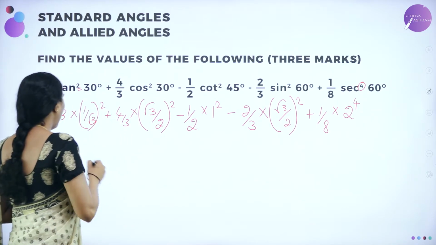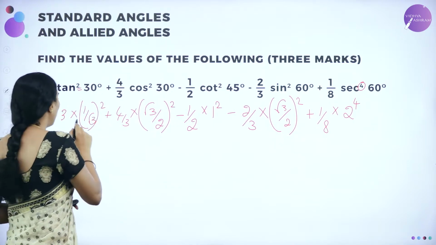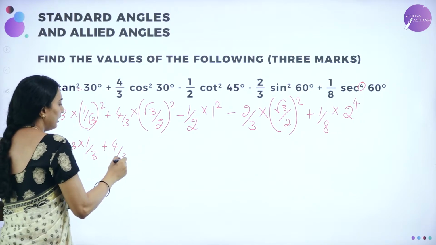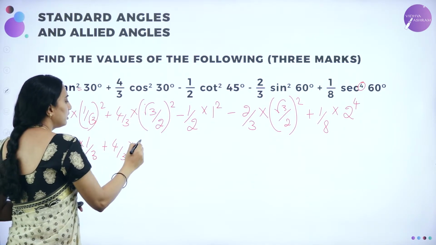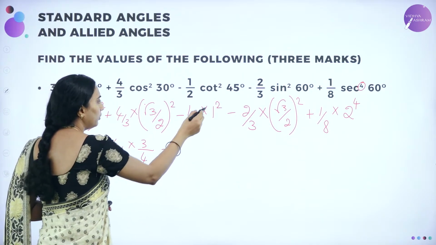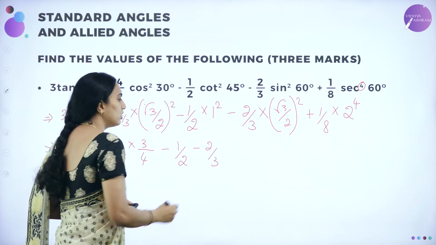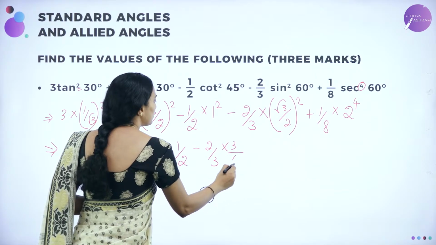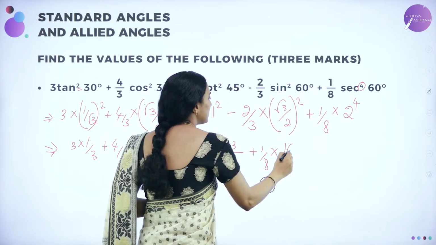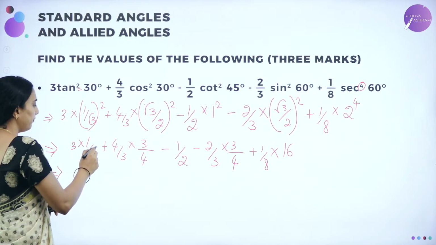Now you are going to have simplification again. What happens to this? Root 3 whole squared: the root will go, 3 into 1 by 3, plus 4 by 3 into again the root will go, 3 divided by 2 squared is 4, minus 1 by 2 into 1 is 1 by 2 only, minus 2 by 3 into root 3 whole squared is 3 only, divided by 2 squared is 4, plus 1 by 8 into 2 to the power of 4 is 16. Next we'll move on to cancellation and simplification.